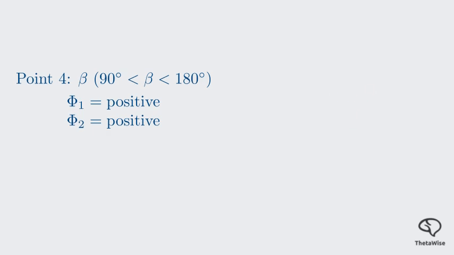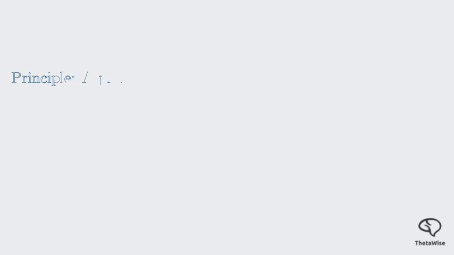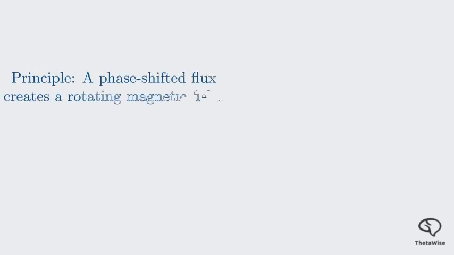If you follow the direction of phi r in these 4 diagrams, it starts pointing down, then moves towards the right and up, and continues to rotate. This confirms that a two-phase system does indeed produce a rotating magnetic field. This is the principle that allows us to make single-phase induction motors self-starting. We've now visualized how a phase-shifted flux creates a rotating field.